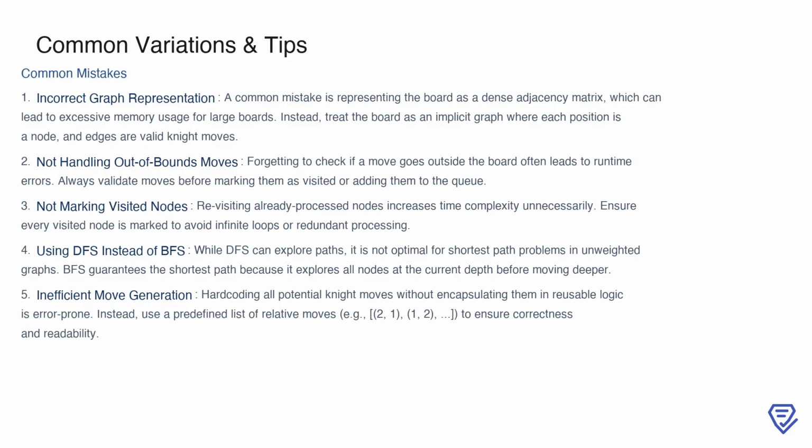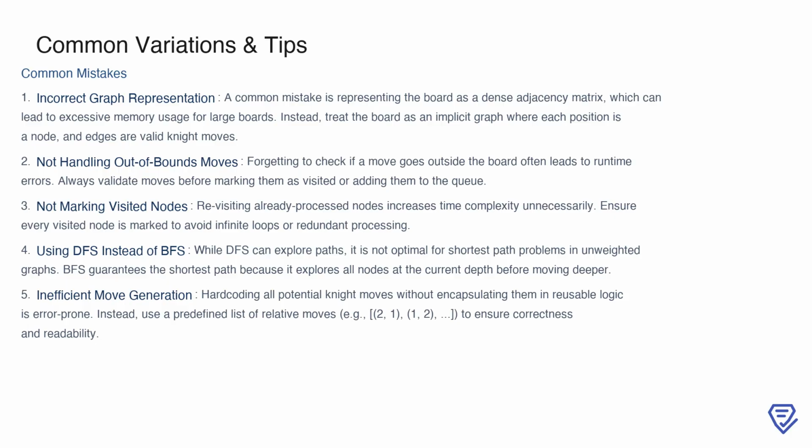as visited. Another frequent error is failing to mark visited nodes. By revisiting already processed nodes, you'll unnecessarily increase time complexity and risk infinite loops. Additionally, using DFS instead of BFS can be problematic for shortest path problems in unweighted graphs. BFS is more suitable here because it systematically explores all nodes at the current depth before moving deeper, ensuring you find the shortest path. Finally, generating knight moves inefficiently can introduce bugs and reduce clarity.